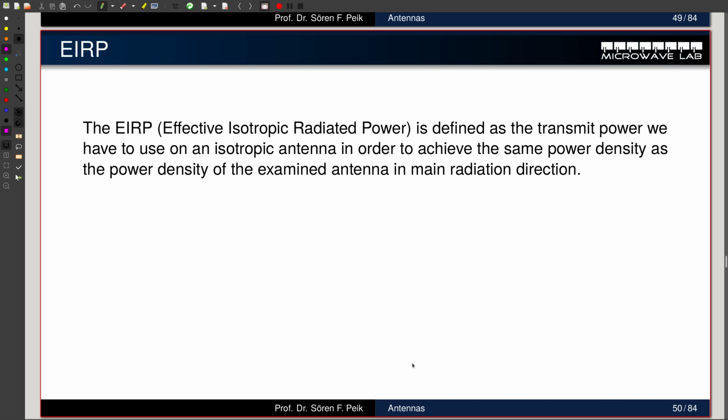Last quantity I define here today is the so-called EIRP. The EIRP is the effective isotropic radiated power. This number is a fictitious number. You cannot actually measure it directly. You can only do it indirectly, and it defines a fictional power that operates the antenna.